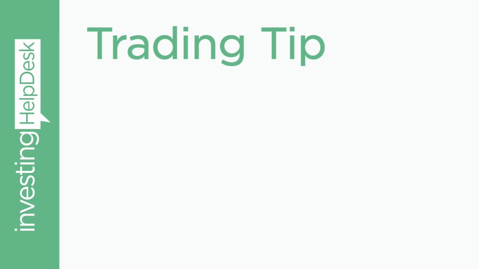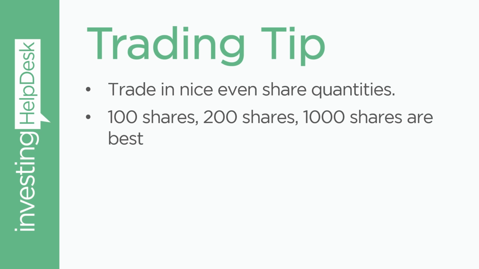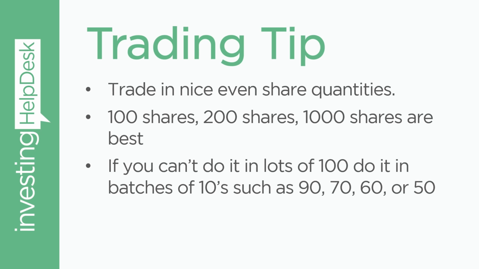So here are some trading tips regarding this for the future. It's one of the reasons why trading in nice even batches is good, so trade in nice even share quantities. For example, 100 shares, 200 shares, or 1,000 shares are best. If you can't do it in lots of 100, do it in batches of 10, such as 90, 70, 60, 50, because again, you have those nicer factors. They break down evenly, and it's easier to calculate profits, losses, and getting in and out of shares.